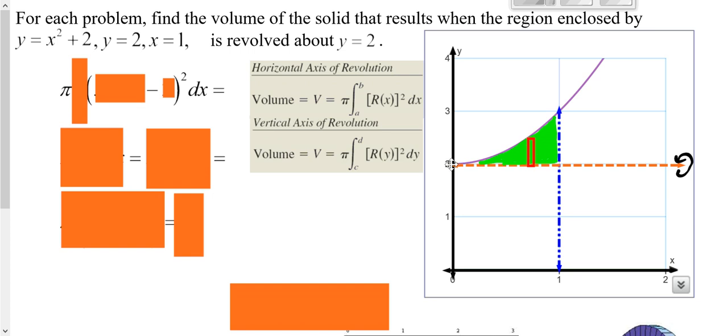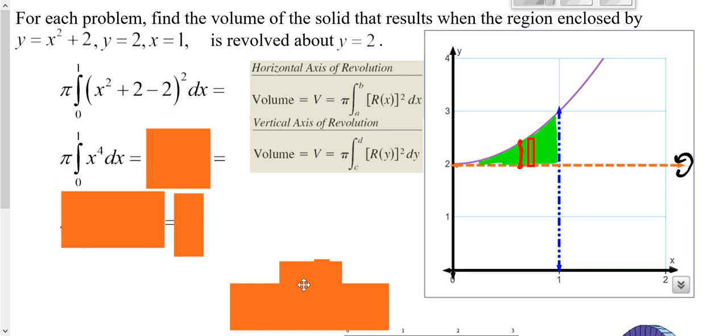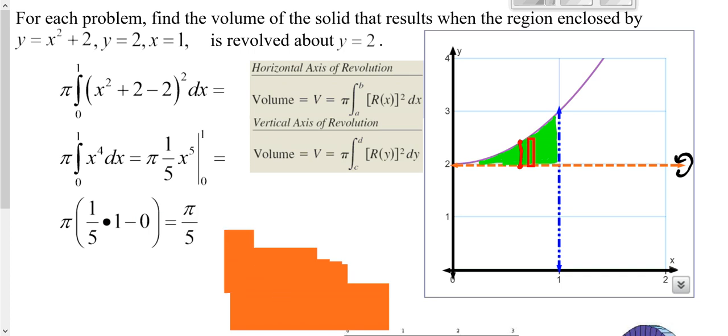Your x bounds, for the shaded region, start at 0 and go over to 1, so we know that. Then your radius is going to be top minus bottom, so that happens to be our purple function, minus what's on the bottom, which is 2. In this case, it simplifies, the 2's drop. We get an x squared, that's all squared, so that's x to the 4th. Now we can easily integrate, plug in our 1, minus what you get when you plug in 0, and we get pi over 5.